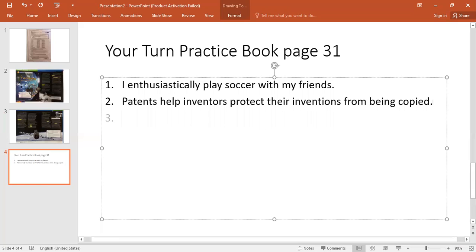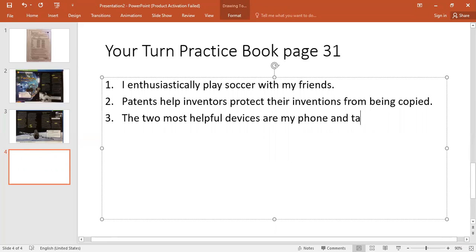Okay, number three. What are two most helpful devices you use every day? The two most helpful devices are, this is what we wrote in class. Everybody agreed that the two most helpful devices are my phone and tablet.